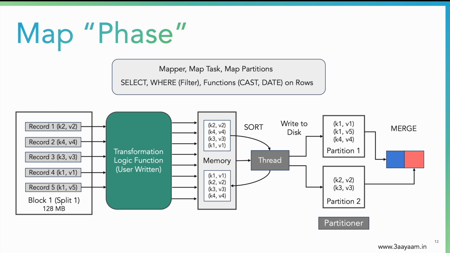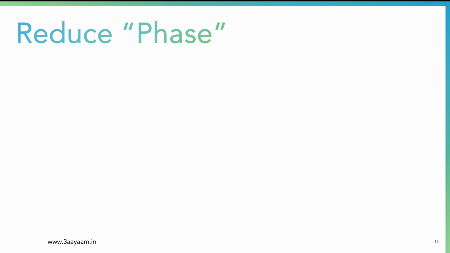It reads the records, applies the transformation logic, and emits the same number of records or more or less number of records, and then the remaining tasks. As you can see, there is no sum, grouping, averaging, etc. That is not done by the map phase. That is done by the reduce phase. Now, after this map phase is complete, it goes to the reduce phase.